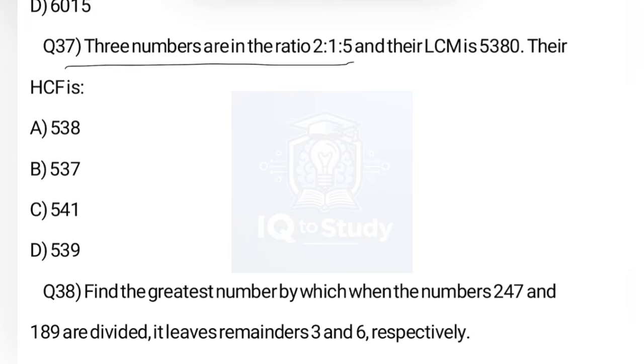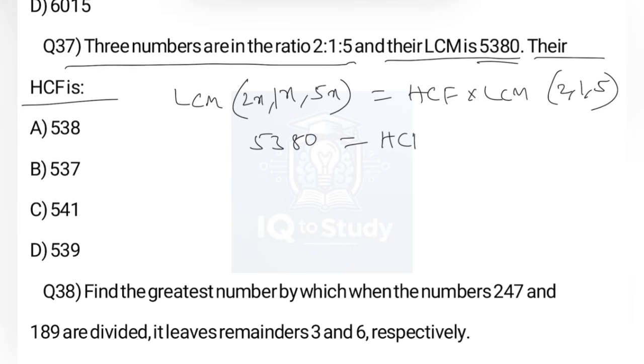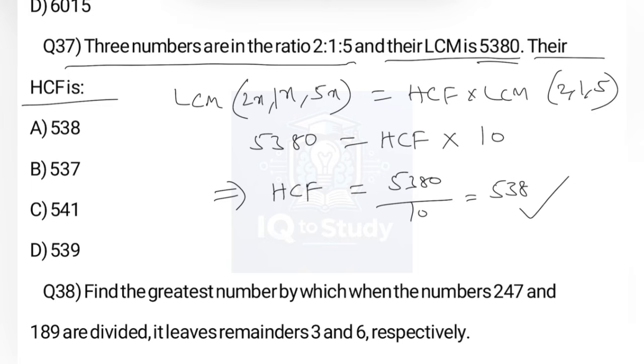Three numbers are in the ratio 2:1:5 and LCM is 5380. We have to find the HCF. LCM of 2x, x and 5x is equal to HCF into LCM of 2, 1, 5. Here LCM is given as 5380, that is equal to HCF into LCM of 2, 1, 5 which is 10, which becomes HCF is equal to 5380 by 10, that is 538.